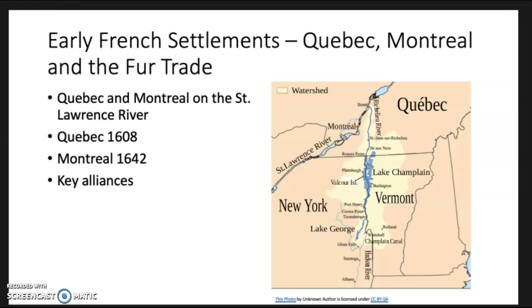In 1615 and 1616, Champlain explored the Great Lakes region. In 1642, the French established Montreal to expand their fur trading network. When the Iroquois wiped out the Huron, the French quickly allied themselves with the Algonquian for protection against the Iroquois, and as a source for the fur trade.